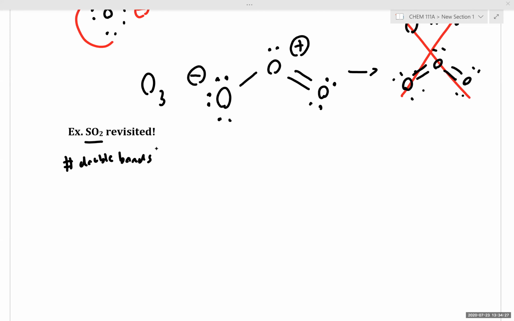How do we minimize formal charges in this case? What can we do to minimize formal charges? Just like in our previous example, what do we need to do? And let's try to get some responses in the chat. If I wanted to reduce these formal charges, what can I do?